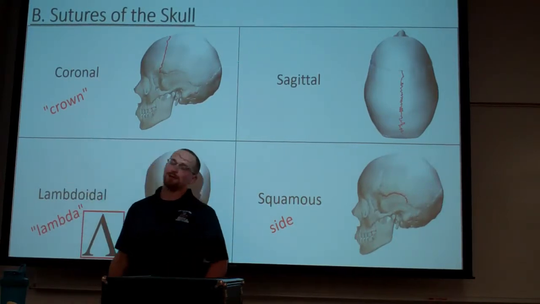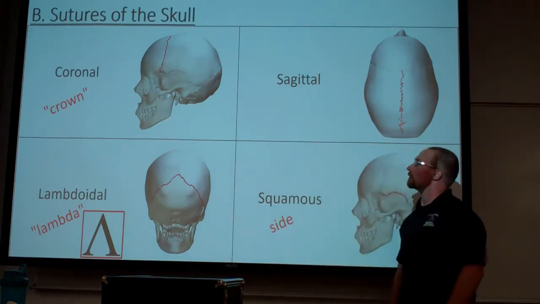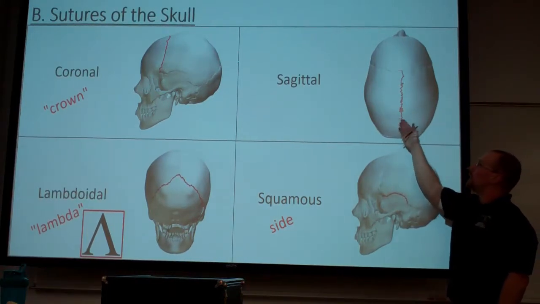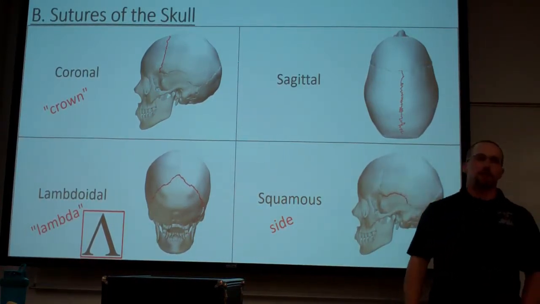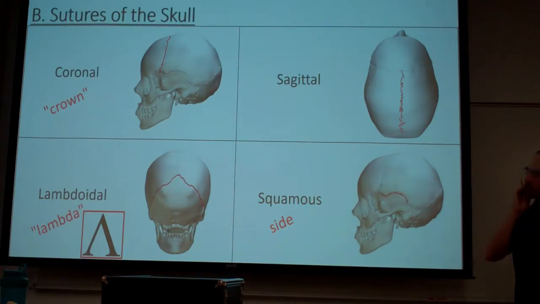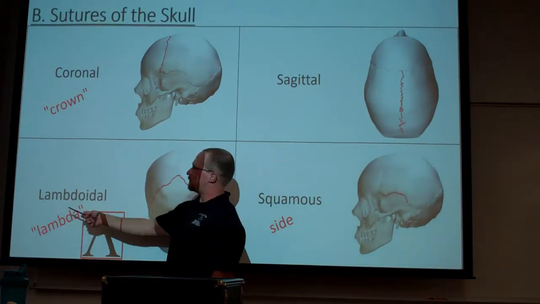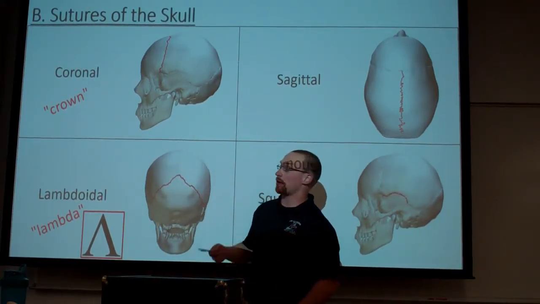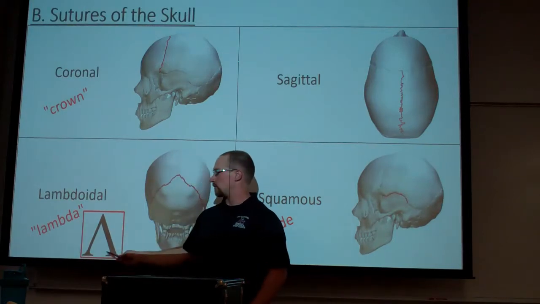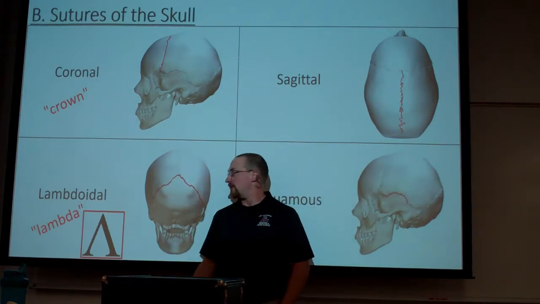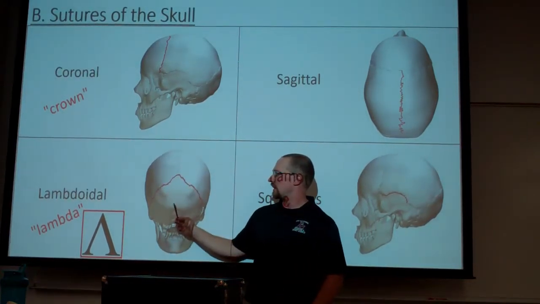Coronal suture, crown. Sagittal suture, dividing the parietal bones in two, lies in the same direction as the sagittal plane. So sagittal between your two parietal bones. Lambdoidal suture. It's an upside down V, and that comes from the Greek letter lambda. So the Greek letter lambda is upside down V. So that's where the name of the lambdoidal suture came from. And that's between the parietal and the occipital bone.